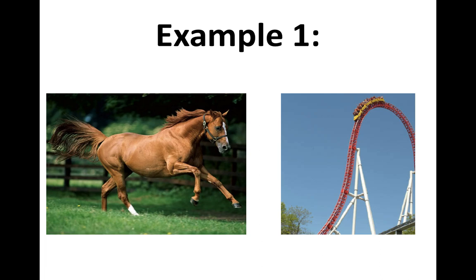So example one, is this kinetic energy, potential energy, or both? The horse moving. I want you to write down what you think first. You can pause the video and then I'll tell you what it is. So the horse moving is kinetic energy. The roller coaster at the top of the hill is potential energy.